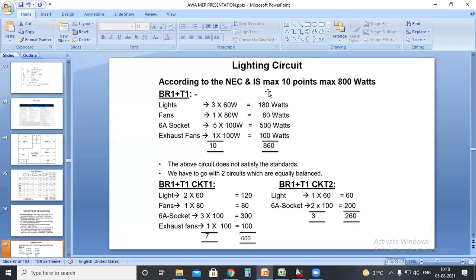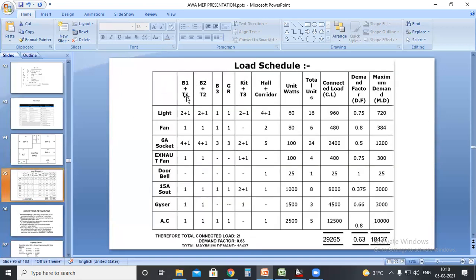Here is how we are taking the circuit, BR1 plus T1. We can go back to the primary schedule, BR1 plus T1, bedroom 1 plus toilet 1. You can see 3 lights, 1 ceiling fan, 5 6 ampere sockets, and 1 exhaust fan in BR1 plus T1. Each equipment's unit wattage has already been mentioned. Light is 60 watts, fan is 80 watts, 6 ampere socket is 100 watts, exhaust fan is 100 watts. From this table itself, we can calculate the total load.